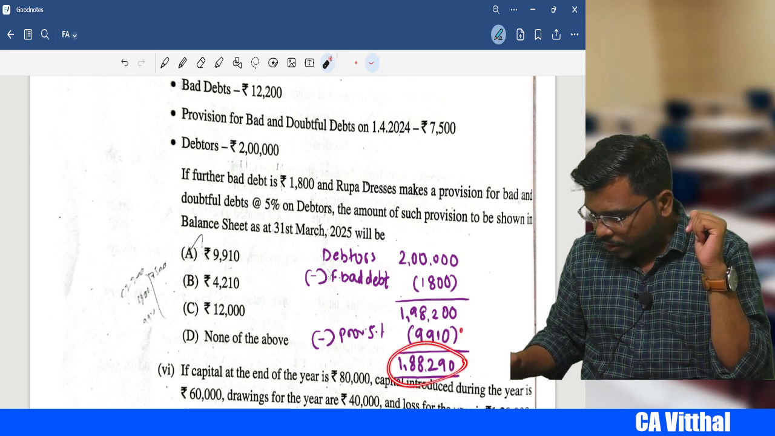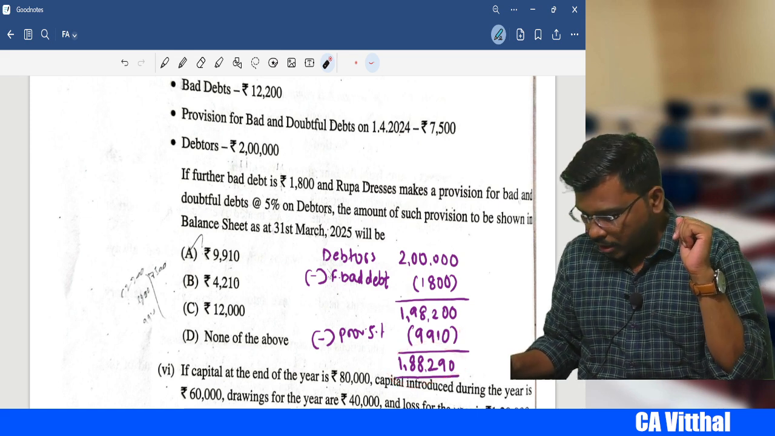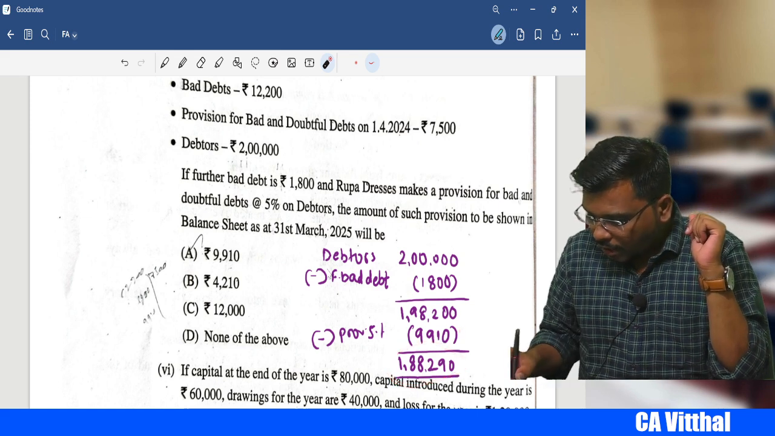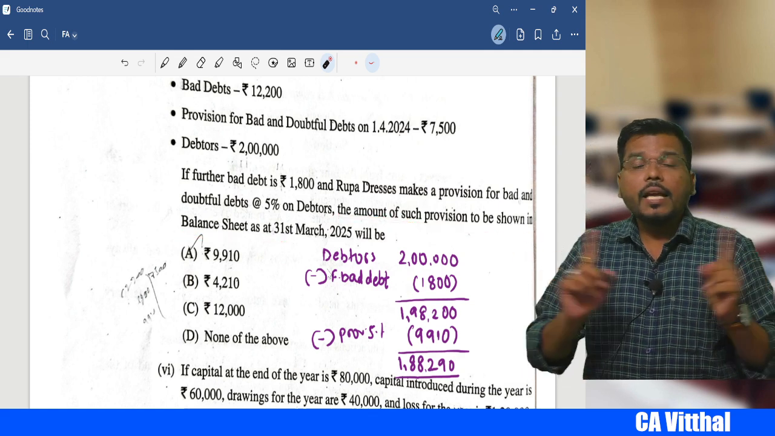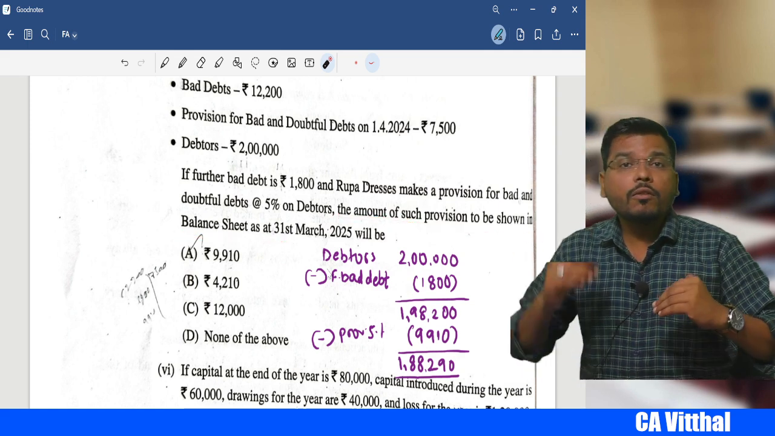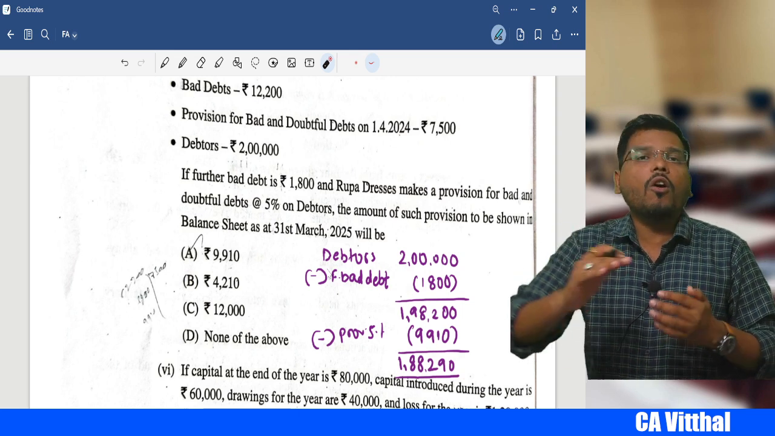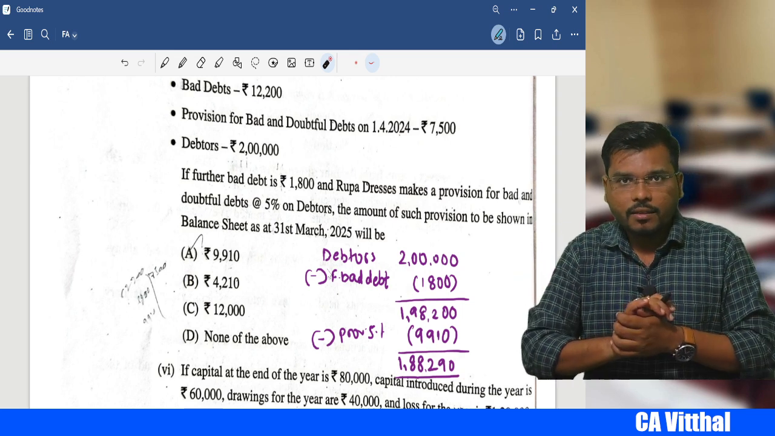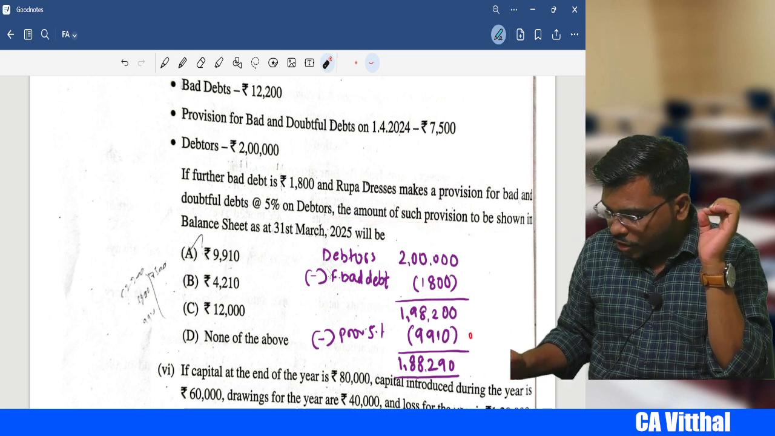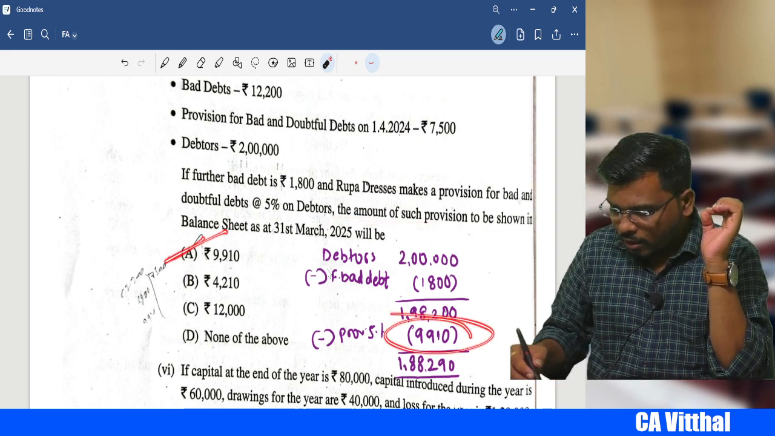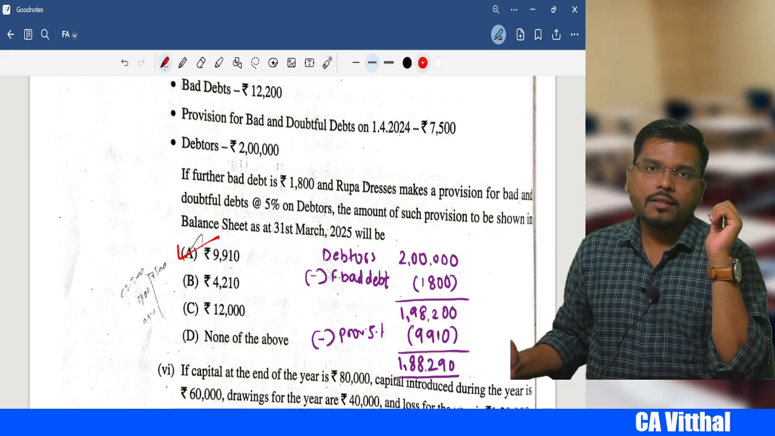From that you minus, you will get what, sir? 1,88,290. What was the question? The amount of provision to be shown in the balance sheet. I repeat, they have not asked how much provision will be shown in the statement of profit and loss. The answer would be different, right? Okay, so how much amount of such provision will be shown in the balance sheet? The amount will be 9,910. This is the correct answer, right?